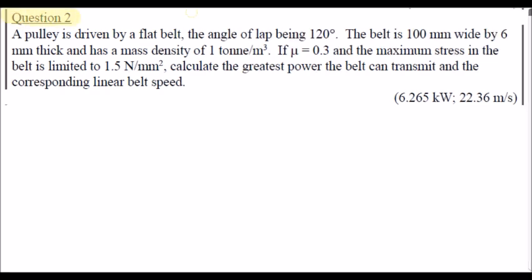Question 2. A pulley is driven by a flat belt, the angle of lap being 120 degrees. The belt is 100 millimeters wide and 6 millimeters thick and has a mass density of 1 ton per meter cubed. If the friction coefficient is 0.3 and the maximum stress in the belt is to be limited to 1.5 newtons per millimeter squared, we're asked to calculate the greatest power the belt can transmit and the corresponding linear belt speed. Answers are shown in the bracket here.